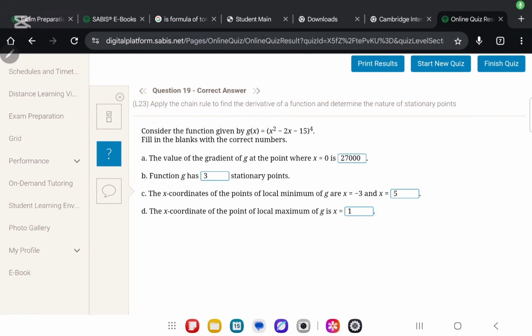Okay, so you said g prime of x is equal to 0. Okay, what was g prime of x? I cut the video.